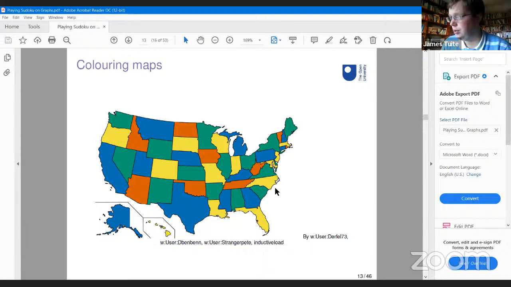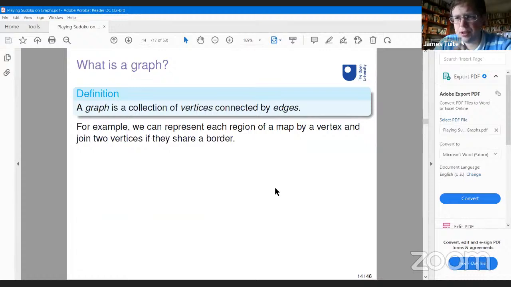So here's an example of a map of the states in the US, all colored so that bordering states have different colors. Actually, proving that result was very difficult, and it was done using graph theory. Let me just define these properly. A graph is a collection of vertices connected by edges.